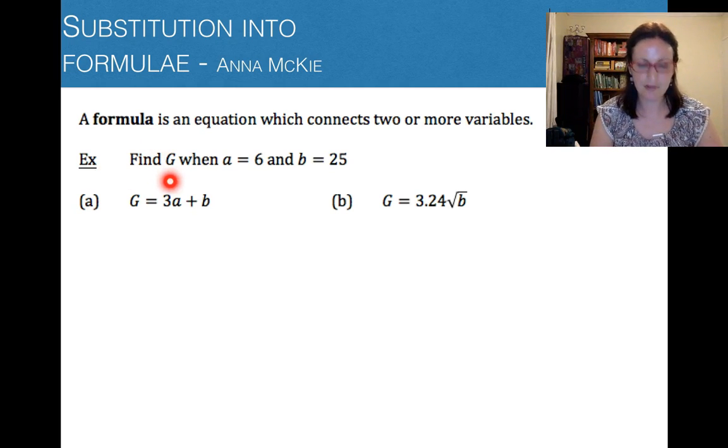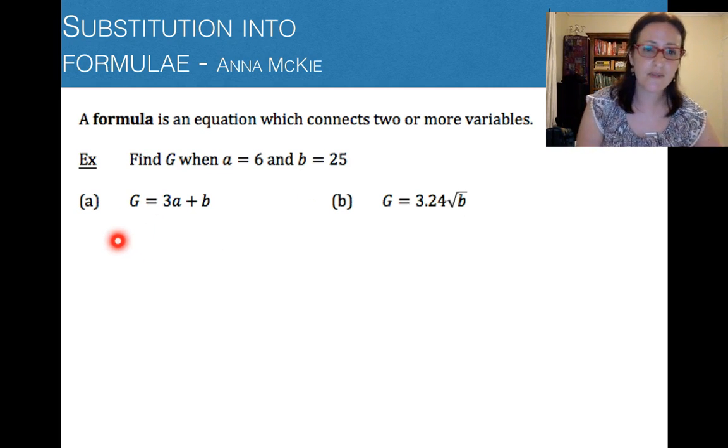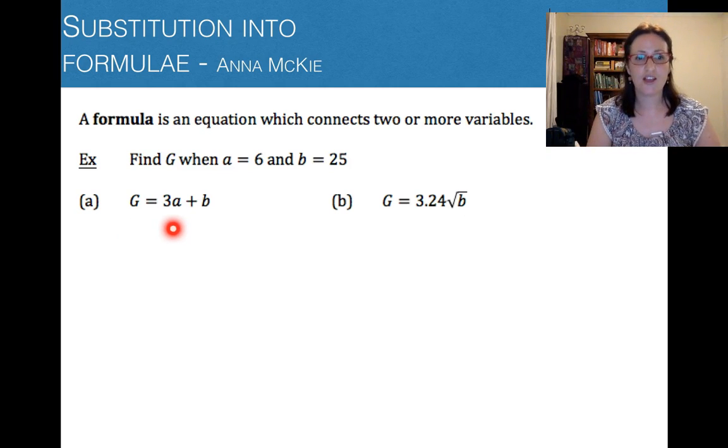So here's our example. We're going to do 4 examples to find G. So solving for G when A is equal to 6 and B is equal to 25. Sometimes we'll have to substitute both values in, sometimes it might just be one of them. So solving for G, G's on the left-hand side of the equals there, and that's what we're solving for. So where we see an A, we're going to substitute in a 6, and where we see a B, we're going to sub in a 25.